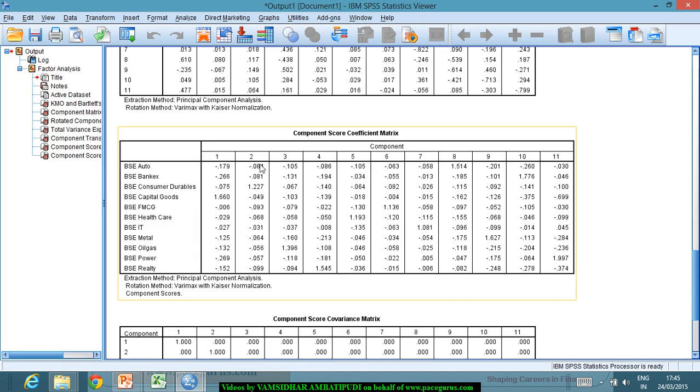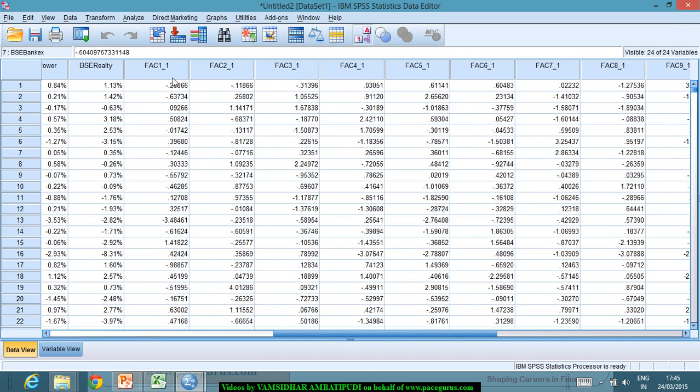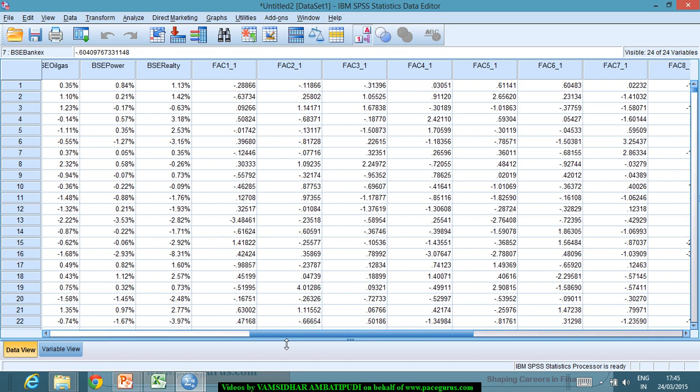What you could see is, if you look at the correlation between these 11 factors, it's almost zero. Zero between each of the pairs. So they have become actually independent. Now these factors are really independent. They are not interdependent. Now what could I have done?